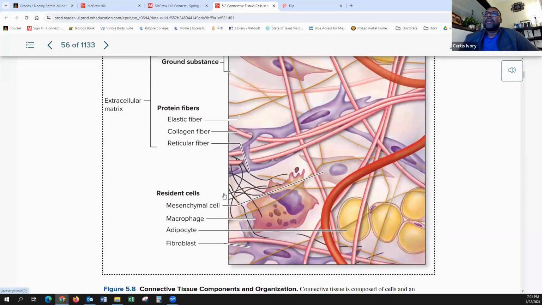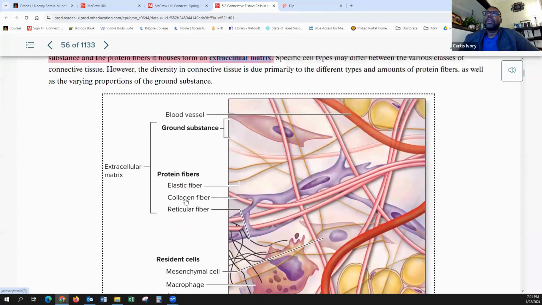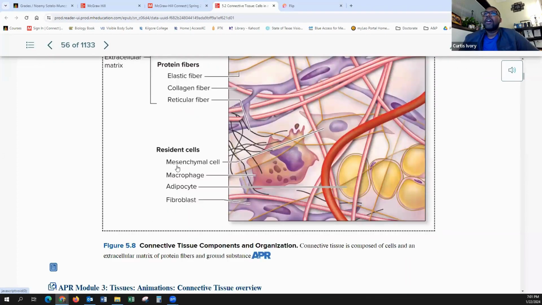In the extracellular matrix, or the ground substance, you're going to have a lot of resident cells. Like adipocytes, which are fat cells, and fibroblasts. Anytime you see blast, that means it's building something. So anytime you hear blast, that means building. Fibro means fibers, so we're literally building fibers. Those are the stem cells for fibers.